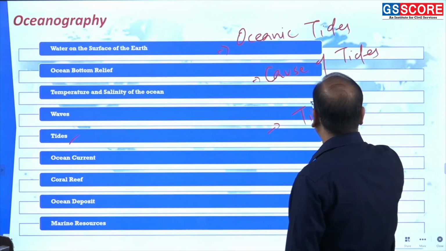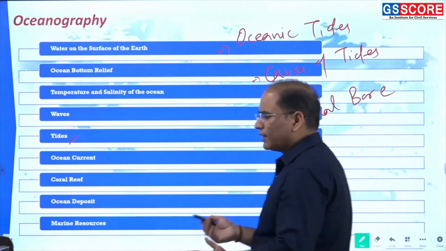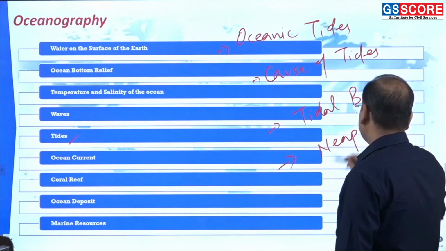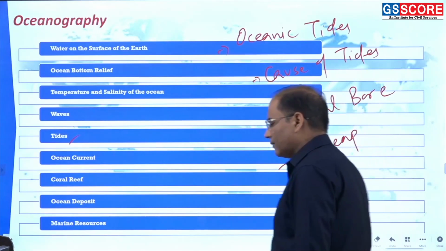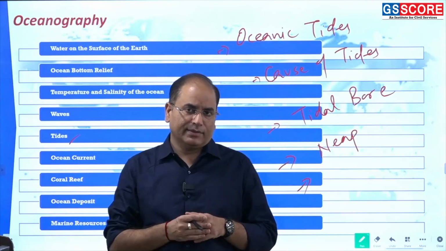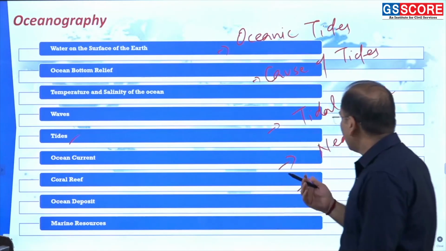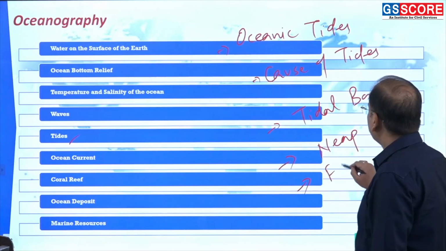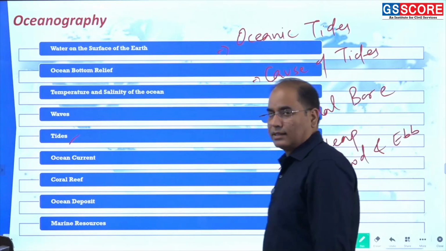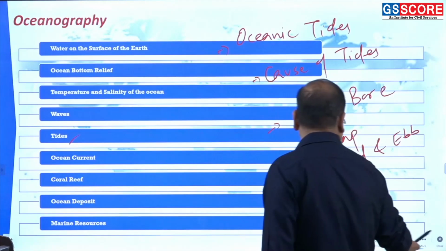What is tidal bore? What are the different types of tides, like Neap tide? How and when does this Neap tide occur? What is the spring tide? What is the Syzygy? Then what is the flood? What is the ebb? So, flood and ebb. All these are the topics associated with the tide that you are supposed to study.